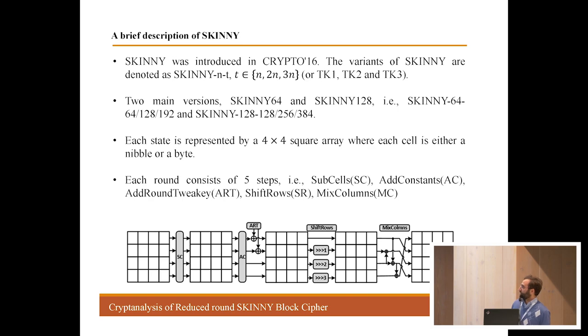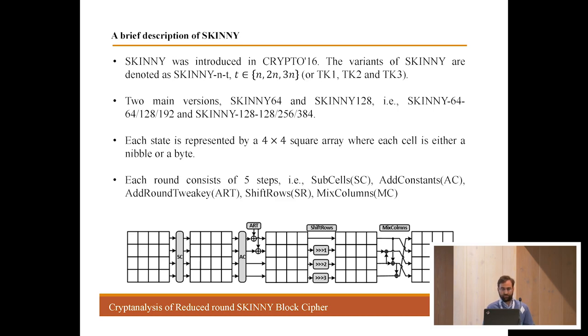The two main versions are when N is 64 and 128, the block size. As usual for an AES-like cipher, we can present the whole state as a 4 × 4 array. Each round consists of five operations. First, S-boxes are applied, and then we have add round key, where the tweakey is added in the first two rows. Then we have shift rows like AES, and a mix column that is a simple XOR between the cells.